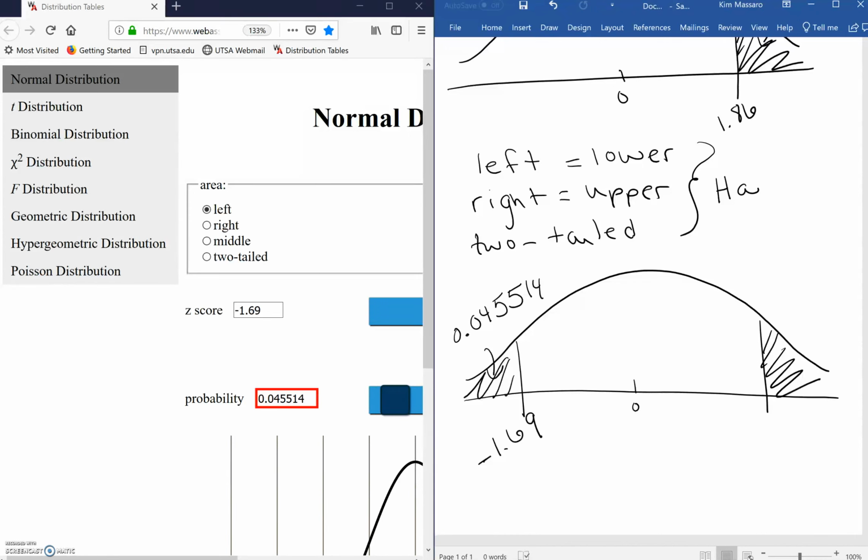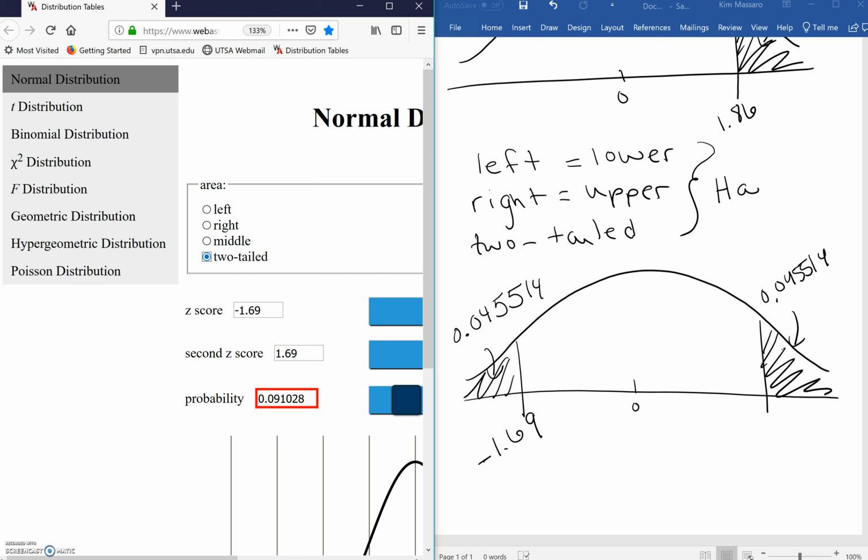If we had a two-tailed test, let's use the same example. Well, in a two-tailed test, we know there are two tail areas. The area in the left is also the area in the right. So when I change the area on WebAssign to two-tail, it should just be 0.0455 times 2. And if we do just that, change to two-tail, we do end up with a p-value of 0.091028, which is just double of the area in the left tail from before.